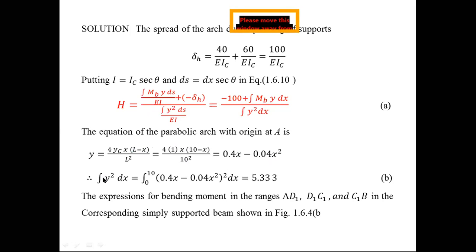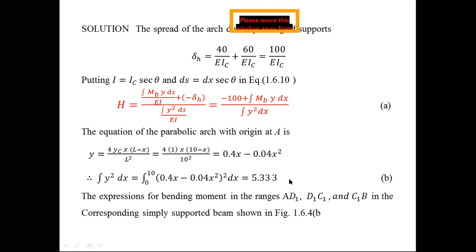Therefore, integral y square dx is equal to: put in integration part 0 to 10 and integrate the whole square. After applying the limits you get 5.33. You can do your own, or 8/15.